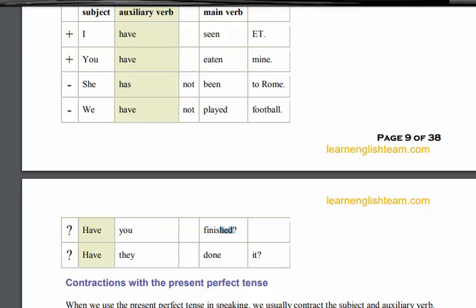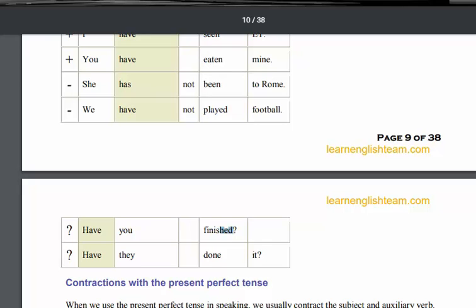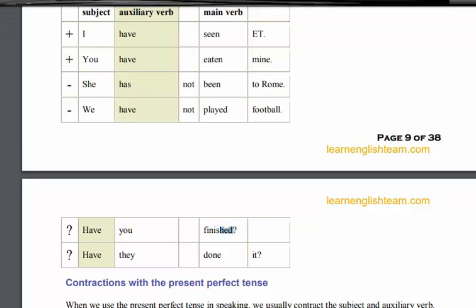Our third category of sentence is the interrogative sentence. So number one is the positive sentences, number two is the negative sentences, and number three is the interrogative, or the question based sentences. In the question based sentence, the auxiliary verb comes before your subject. You is the subject of the sentence and have is an auxiliary verb. So the auxiliary verb comes before the subject, and finish with your past participle. The sentence is something like that: have you finished?